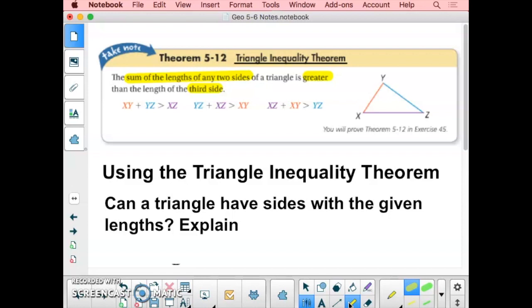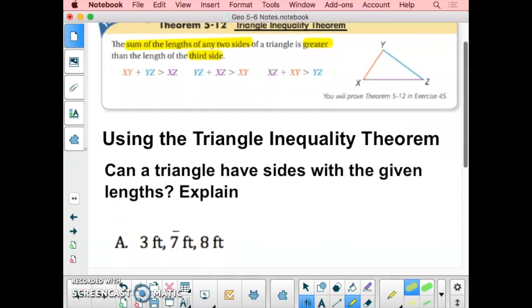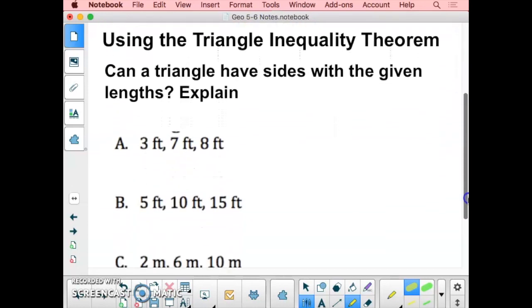So that means a couple different things. It means that in this picture, the red and the purple sides have to add up to be longer than the blue side. Blue and red has to be bigger than purple, and blue and purple has to be bigger than red. All three of those things have to be true, or you might not be able to have a triangle. So here's what that means for us.